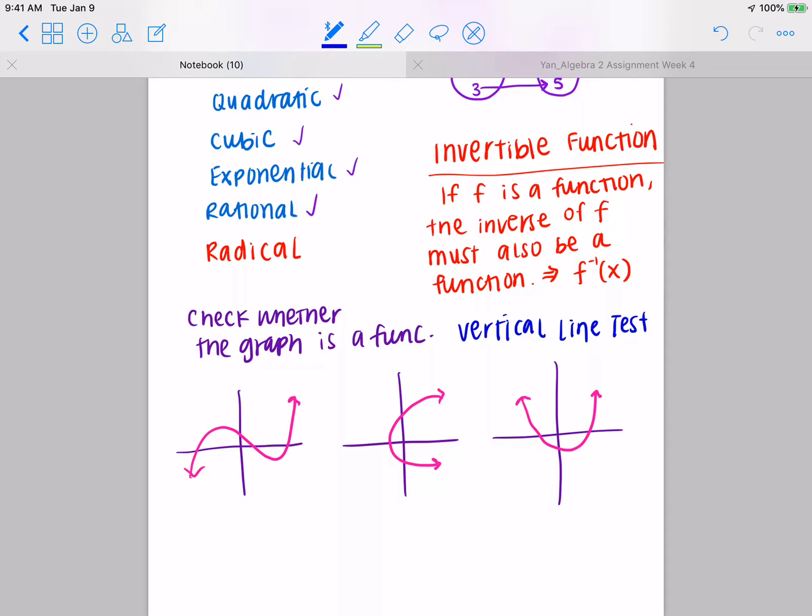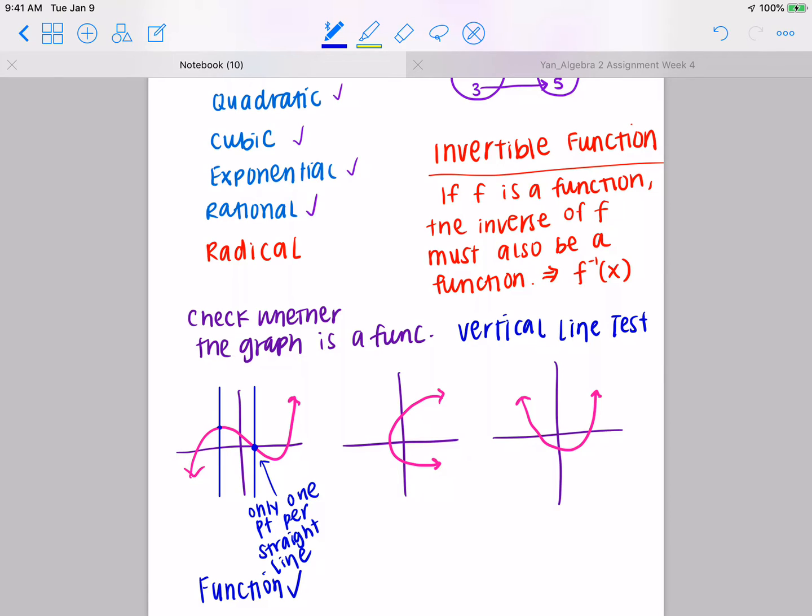So let's say the first one, if I drop a straight line down, I'm only hitting one point. If I drop another line down, I'm only hitting one point. So if you're able to do that wherever you can on this graph, only one point per straight line, then you can call this a function.